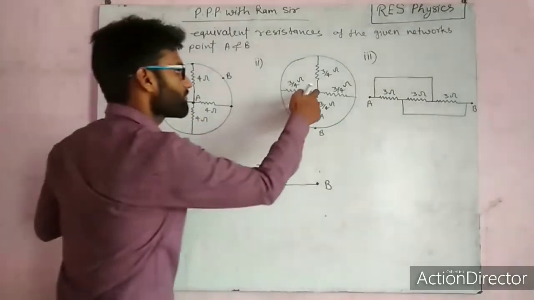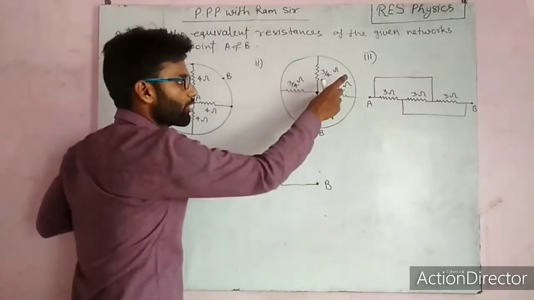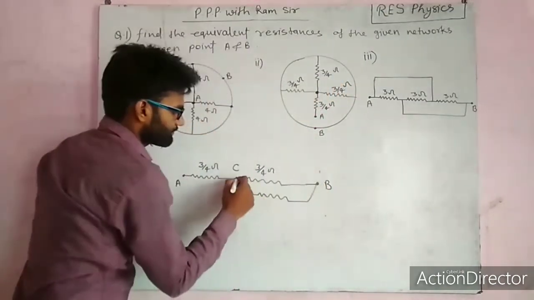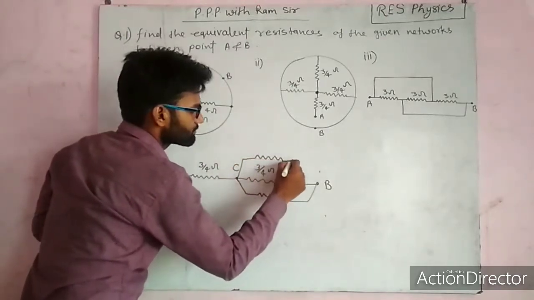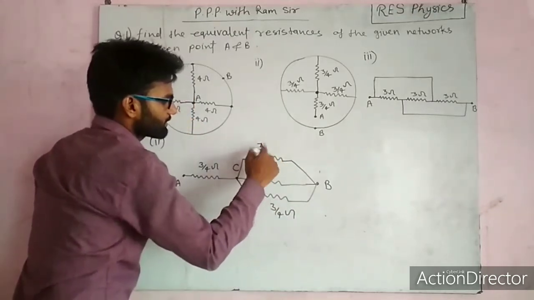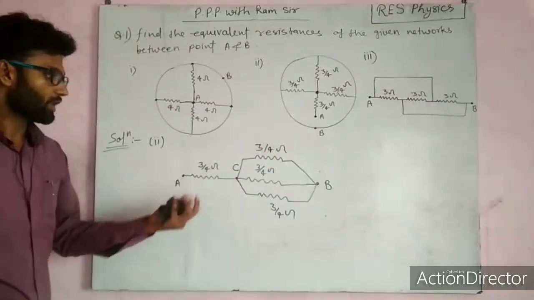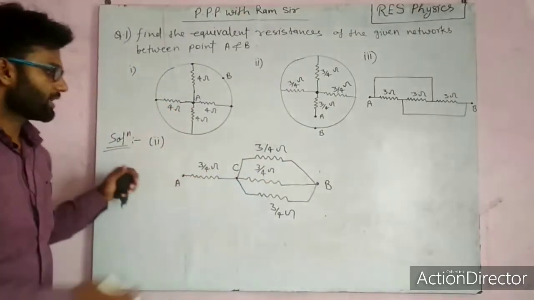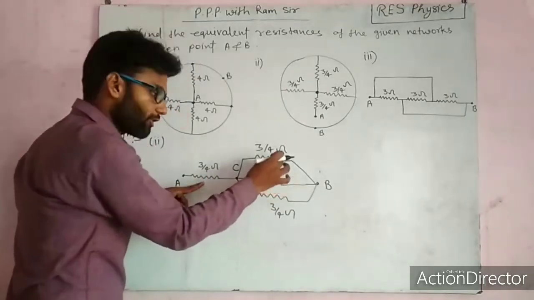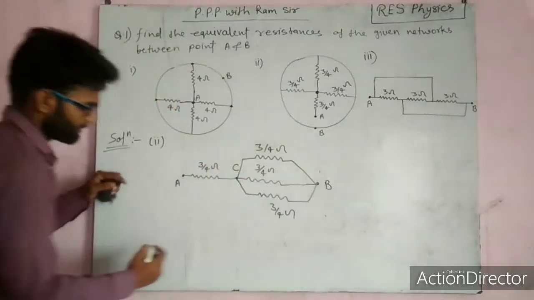Now just look at here. All three resistances are connected between point C to B, right? So we can draw it like this, and all are having the same resistance as given in the question, right? So now the network is simply visible. These all three are in parallel manner, and the equivalent of all these three with this one is in series manner. So simply we can calculate the equivalent resistance, right?